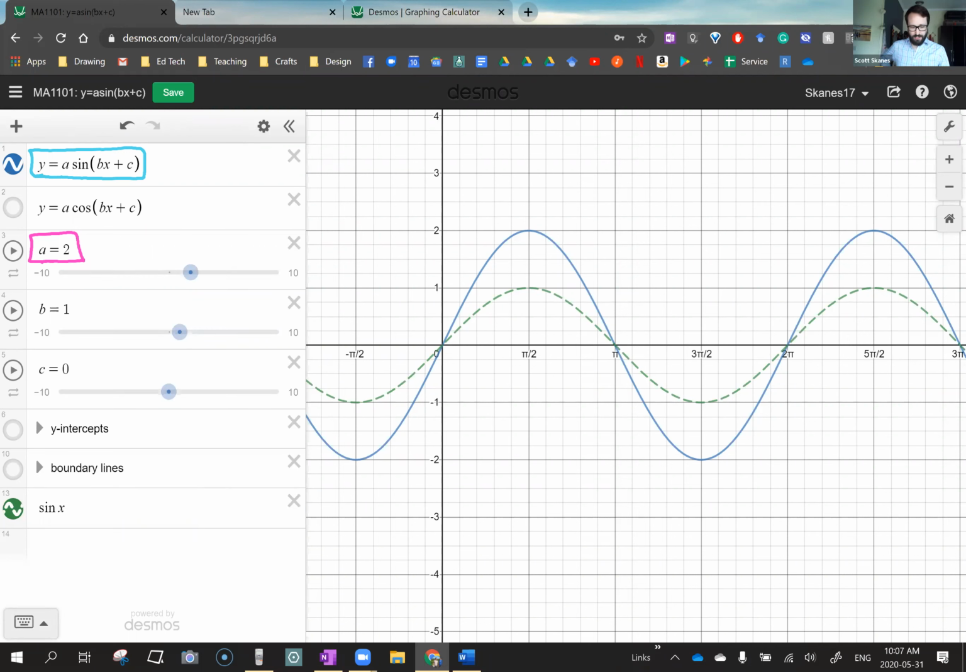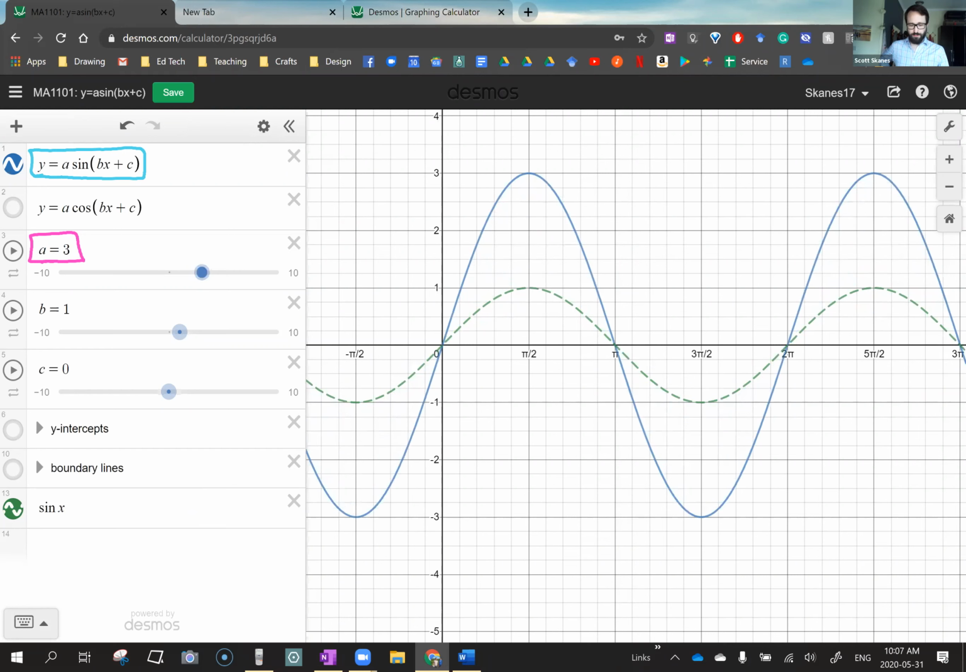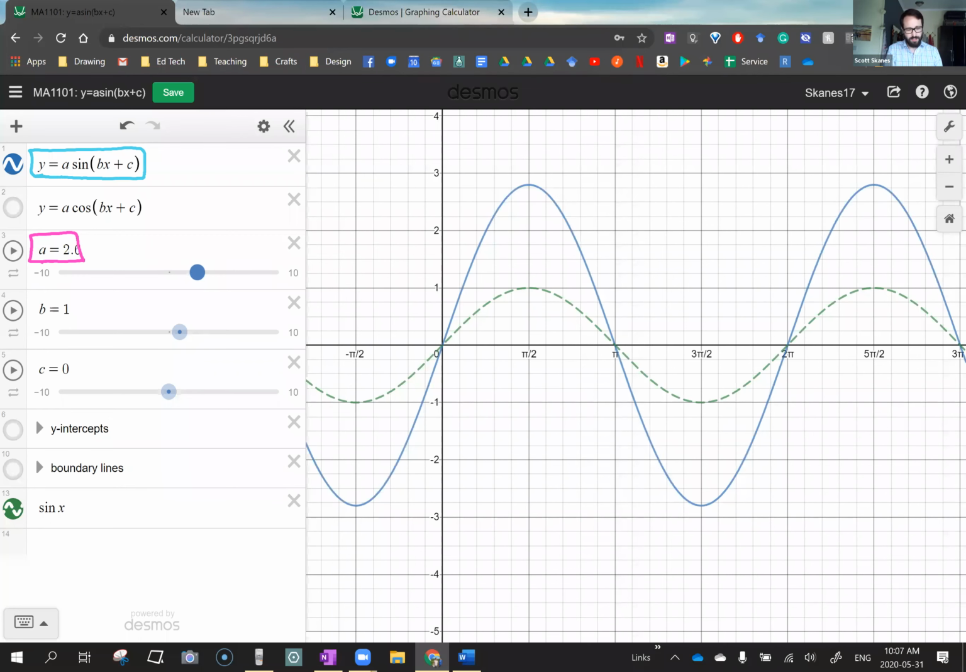What happened when I changed A? It made it bigger. It changed the amplitude. If I make it up to 3, it stretches it up to 3. So A is very simple. It just stretches the function. It makes it a new amplitude, or a new maximum or minimum point, 3 away from the center line, 3 down from the center line, 3 up from the center line. So let's put that back to 1.